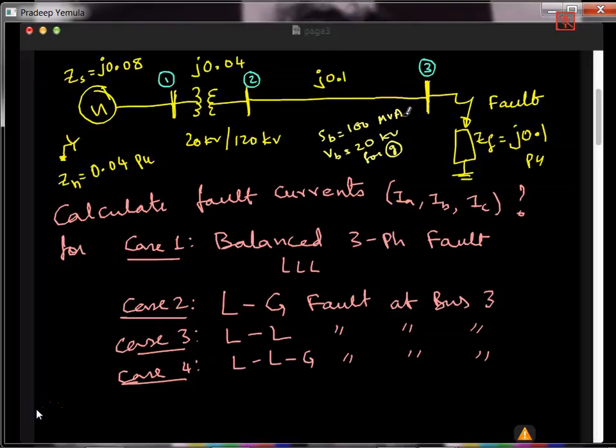Look at the question, look at the diagram, what is happening, and one by one I'll solve this. Any doubts about the question? By the way, EMF generated is 1 per unit. EMF generated is 1 per unit, there is an assumption, and so far the system is on no load. So there is just a fault here.